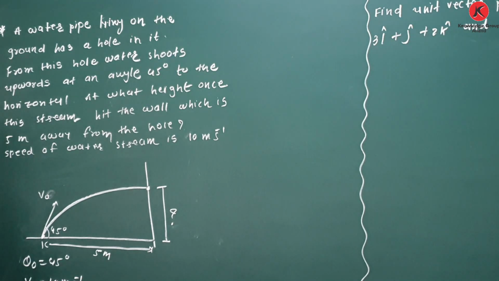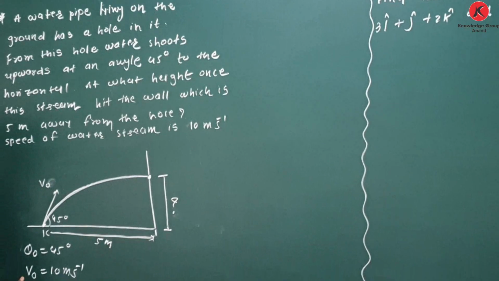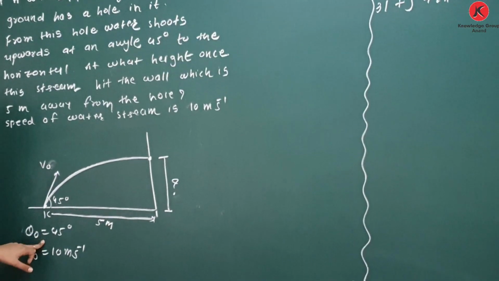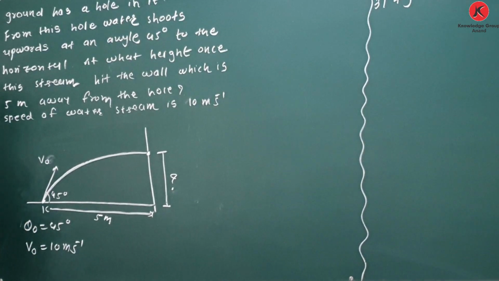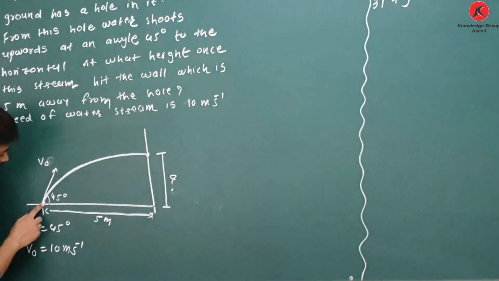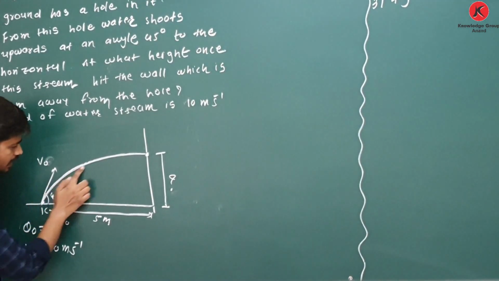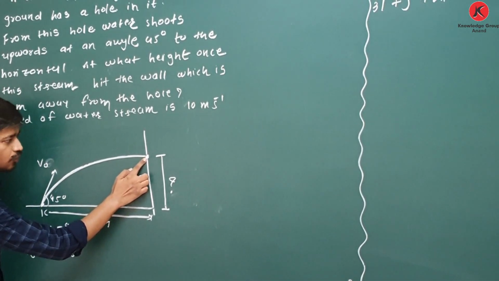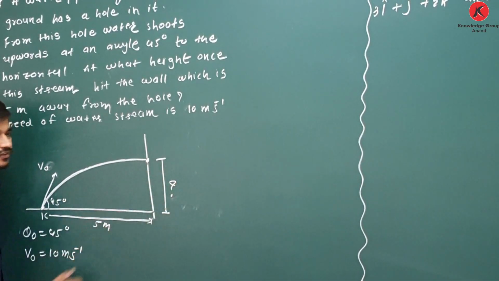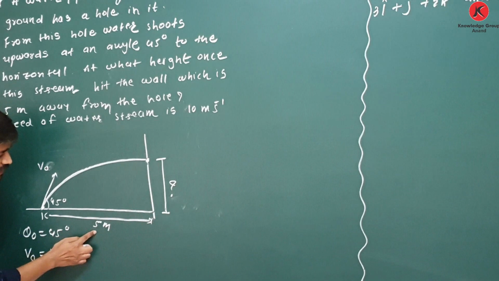Now, how to solve this question? See, which data are you given? You are given initial velocity 10 meters per second and angle of projection 45 degrees. The stream of water comes from this point and hits this wall at this point. You have to find this point. This distance is given as 5 meters.